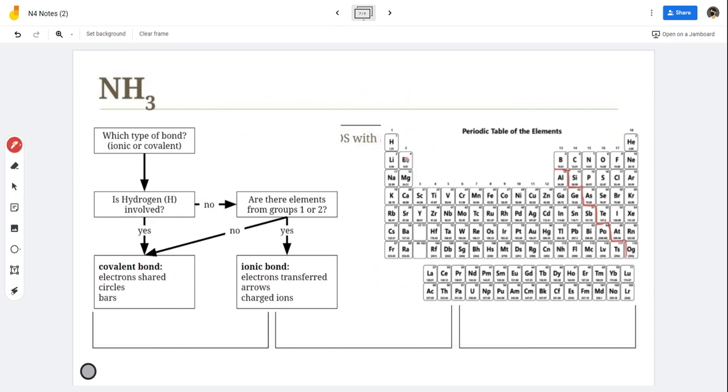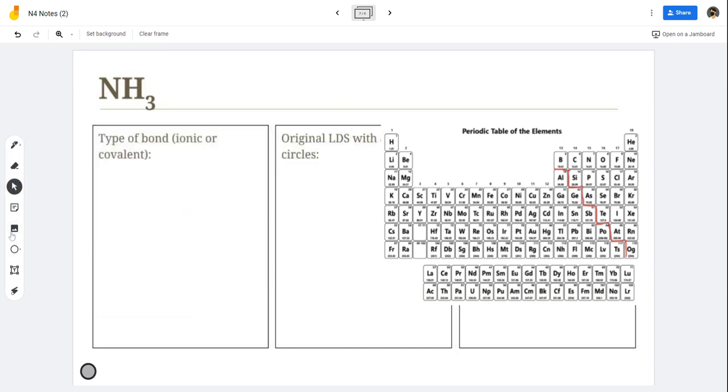In this molecule, we're considering hydrogen, which is in the top left corner, and nitrogen in group 15. So when we ask ourselves which type of bond is it, does it have hydrogen? And the answer is yes. So since it does have hydrogen, it's automatically going to be a covalent bond. We never have to even answer this question. So the type is covalent.